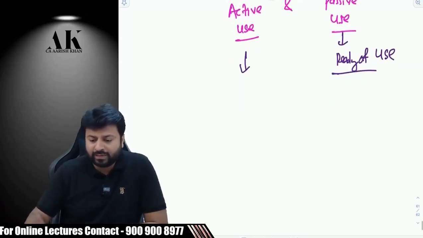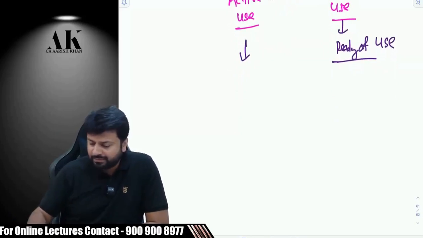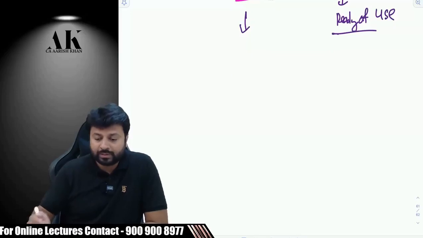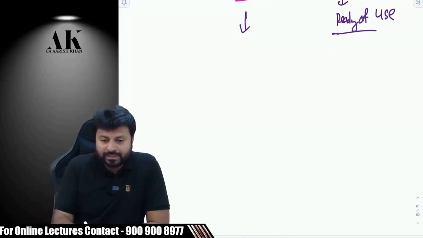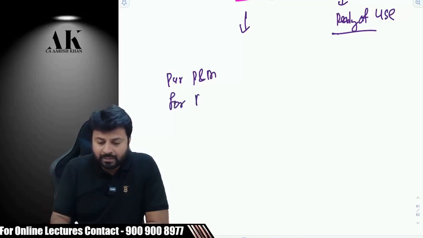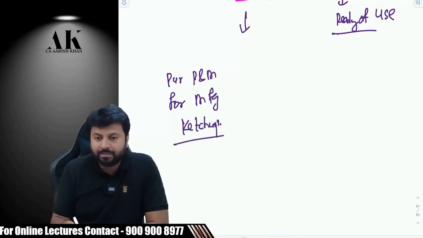One more thing which I would like to address with respect to use. There was one assessee who purchased plant and machinery. Let me give you a very practical example of today's life. There was one assessee who purchased plant and machinery for manufacturing ketchup. Now ketchup is made of what?